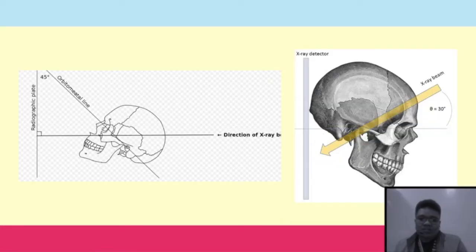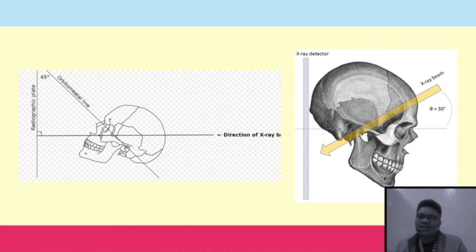Then, this one, class, would differentiate how your Waters view and then your Townes view is being taken by the X-ray technician. So in your Waters view, the position of the head of the patient is like this. So that is what we refer to as your orbitomental line. Okay? But class, the plate for your X-ray is taken like this. Okay, the image of your X-ray is from the posterior aspect going towards the anterior aspect. So it is expected to visualize your maxillary sinuses.